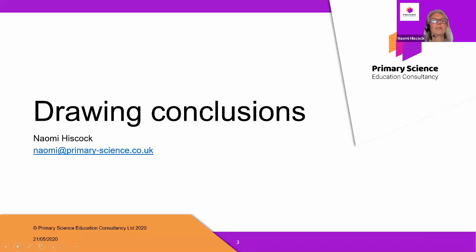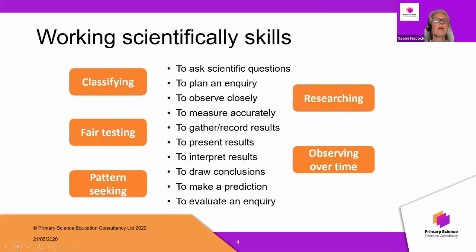Welcome again to this session about drawing conclusions. I just want to go back and think about how the working scientifically skills fit in with the types of inquiry. So you can see here we've got the 5 types of inquiry around the edge: classifying, pattern seeking, fair testing, researching and observing over time.